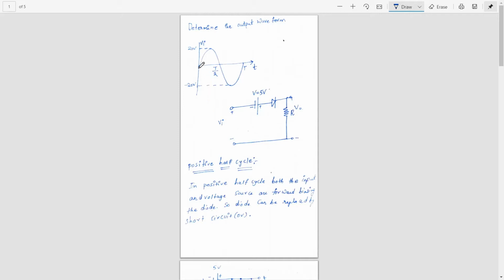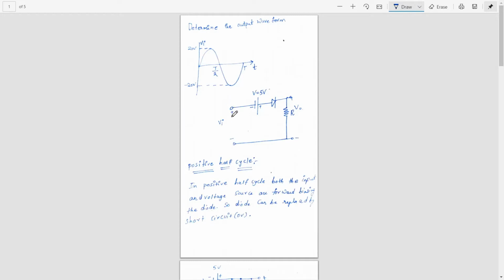First we will do analysis for the positive half cycle from 0 to T by 2, and then for the negative half cycle. So in the positive half cycle, both the sources are forward biasing the diode. So the diode can be replaced by a short circuit.